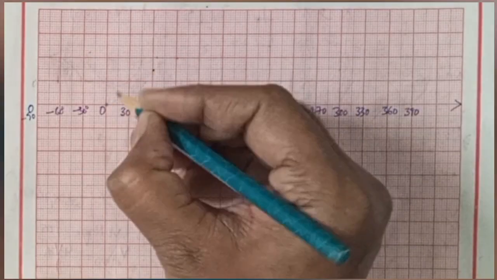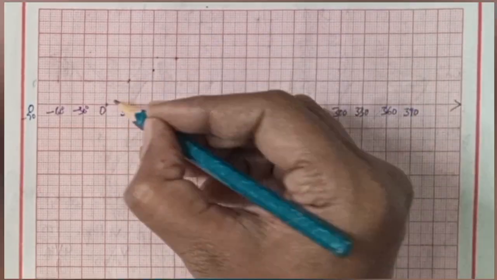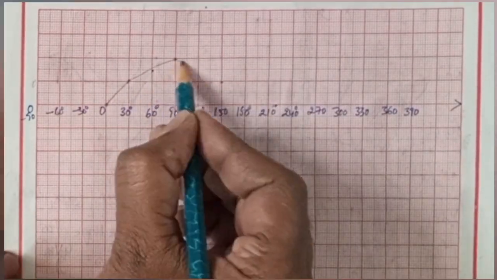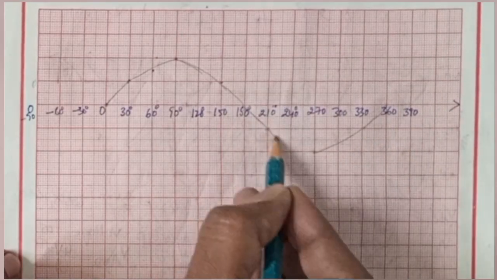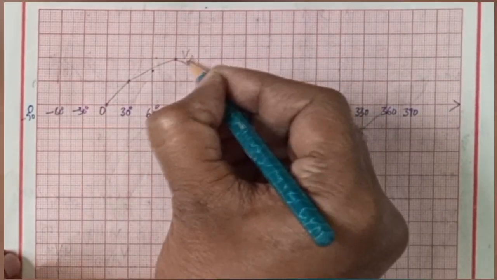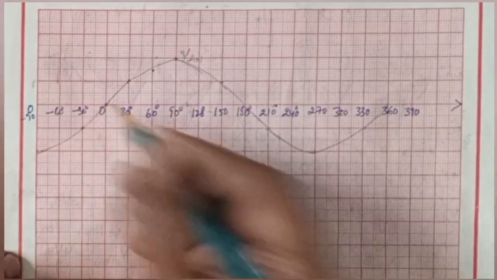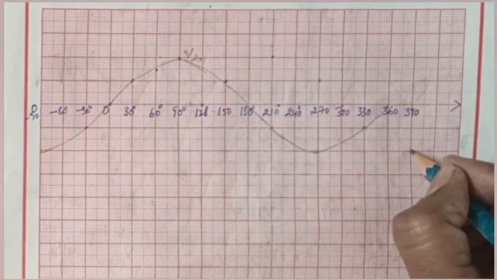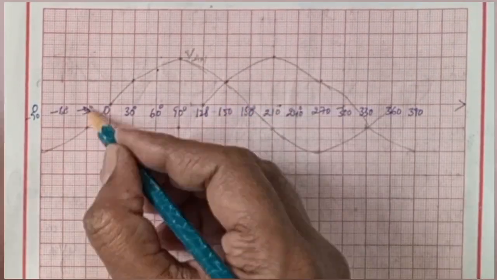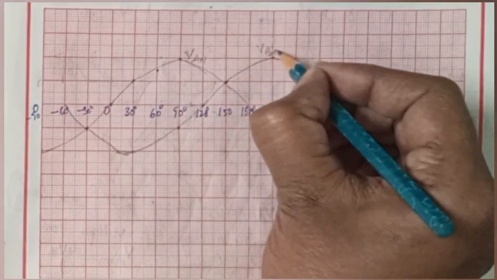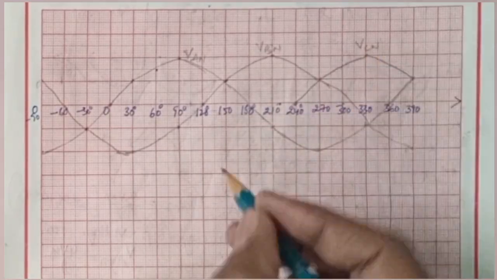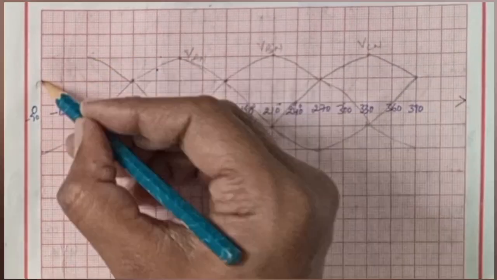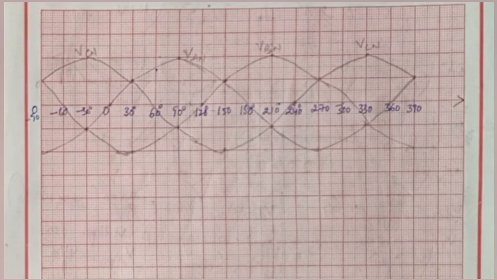Now let us draw the phase voltages. This is VAN, VBN, VCN. These are the phase voltages of the three phase supply, that is VAN, VBN and VCN.